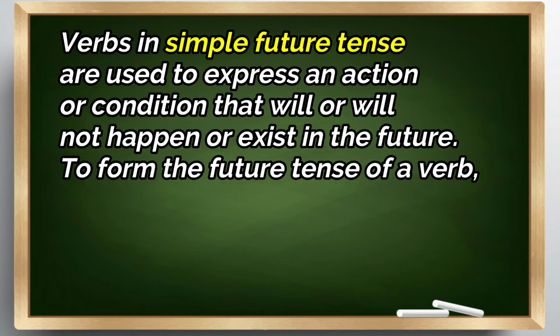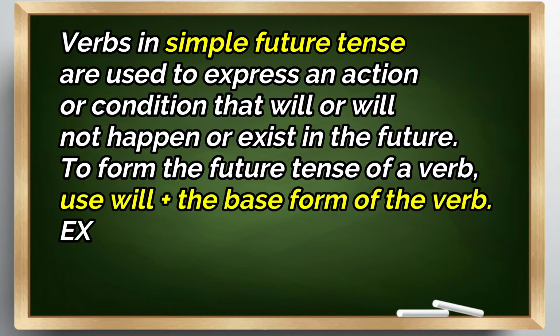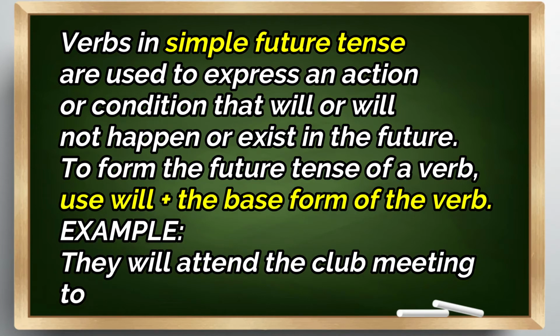Verbs in simple future tense are used to express an action or condition that will or will not happen or exist in the future. To form the future tense of a verb, use will and the base form of the verb. Example, they will attend the club meeting tomorrow.